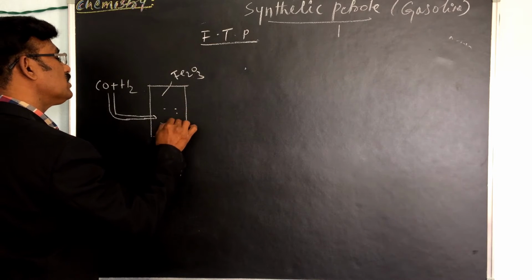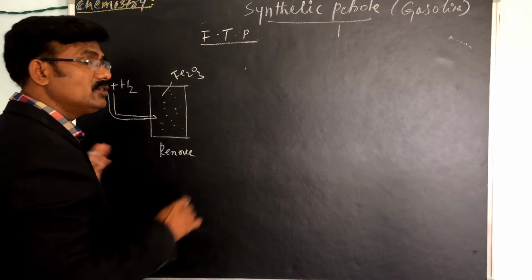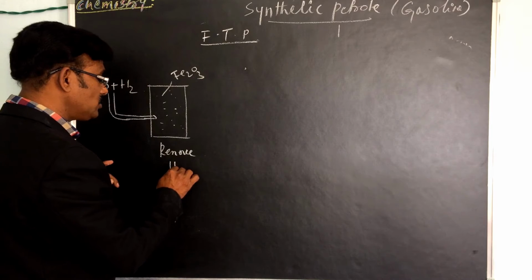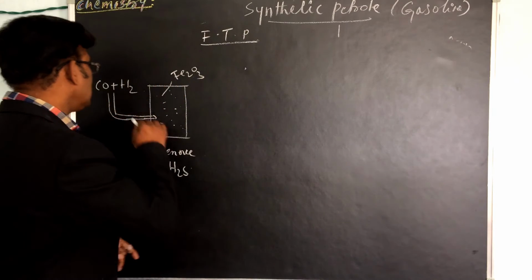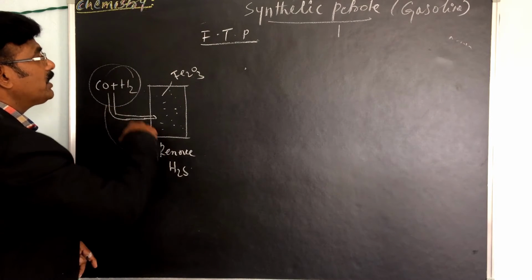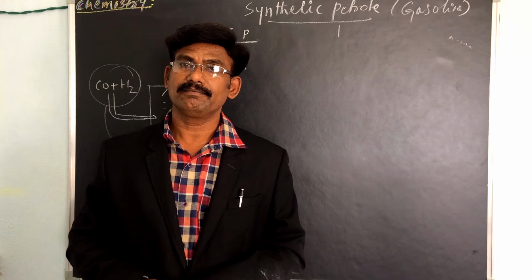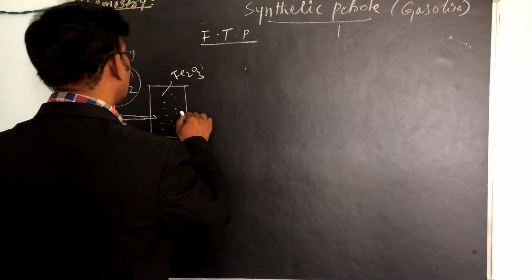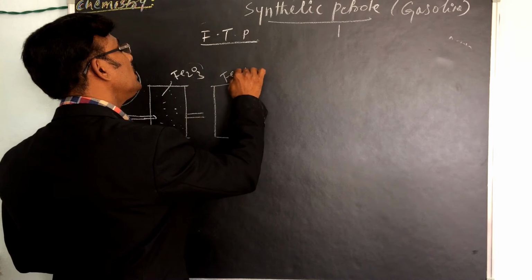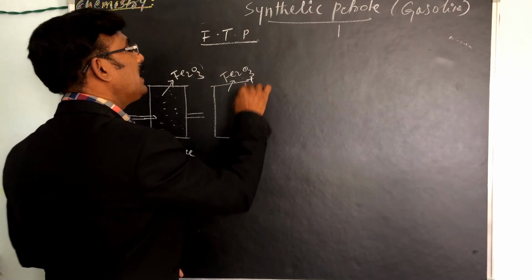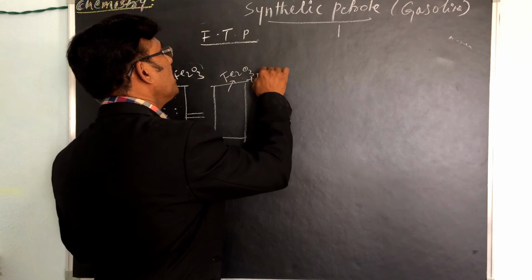Why are you using Fe2O3? To remove hydrogen sulfide, H2S. If H2S is present in the mixture, we remove it by using ferric oxide Fe2O3. Then we use another one, a mixture of Fe2O3 plus a base, that is sodium carbonate, Na2CO3.